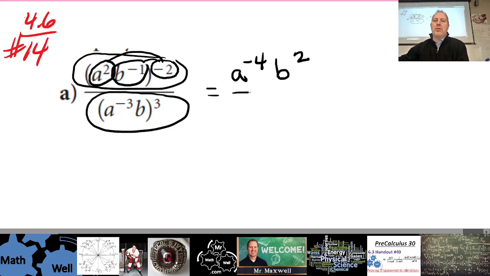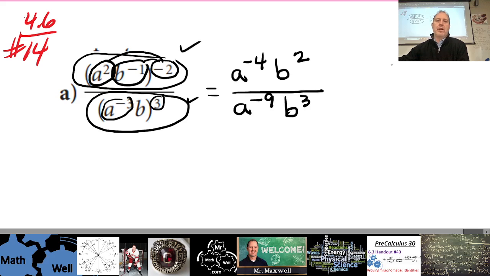All right, so now on the bottom, you can do the same thing. A to the negative 3 to the power of 3, that's a to the negative 9. This is b to the positive 3. So that would be my suggestion for the first step. Just focus on the numerator, focus on the denominator, do what you can.